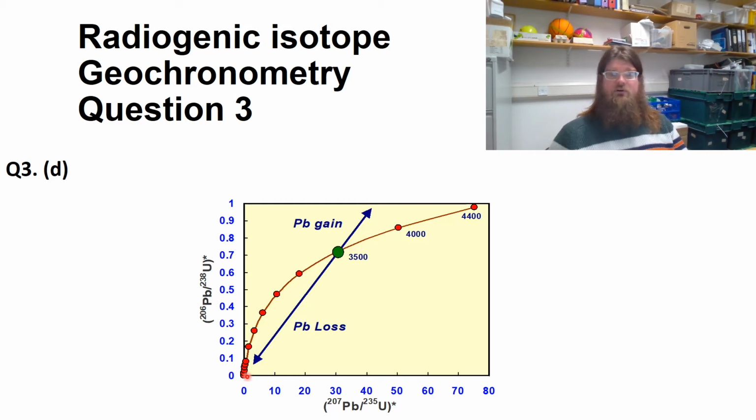And similarly for lead. If we lose lead, then that will make these ratios smaller and we'll head down towards the origin. If we gain lead, then we'll shoot off to the top right again. So we can use this as a check of the assumption of a closed system. Okay, so that's kind of important.